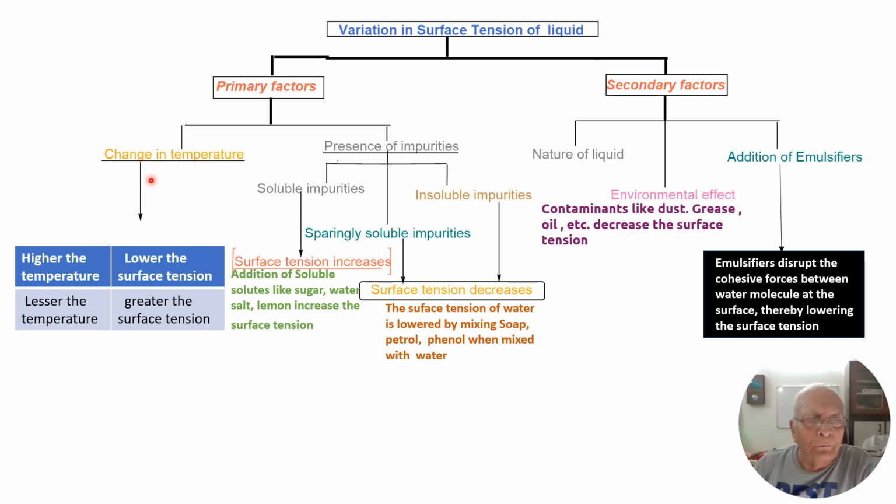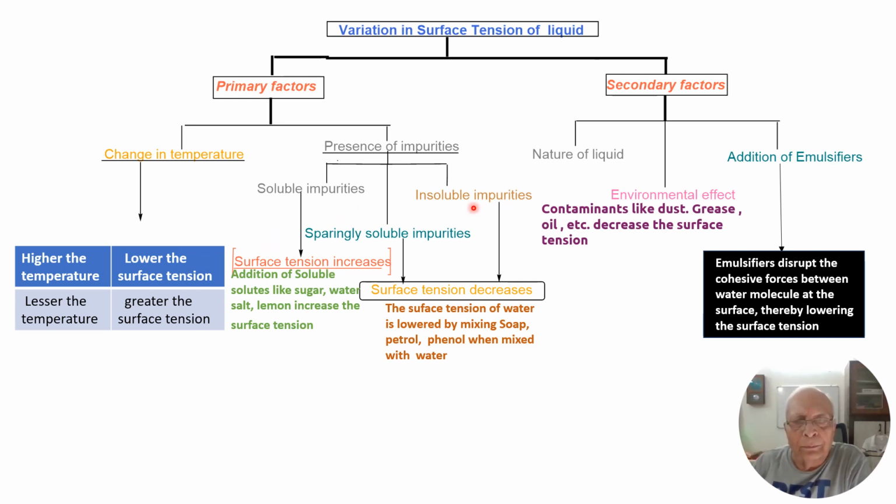Temperature, very important. Temperature is a major controller of the surface tension of a liquid, any liquid. And we find that higher the temperature, lower is the surface tension. Lesser the temperature, greater is the surface tension. Why it is like this, we are going to discuss. Now, we shall discuss a little later, but then what are the other primary factors which affect the surface tension?